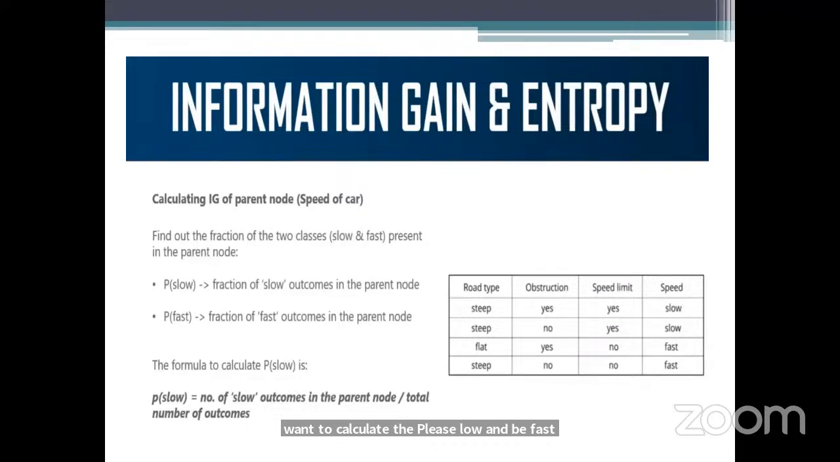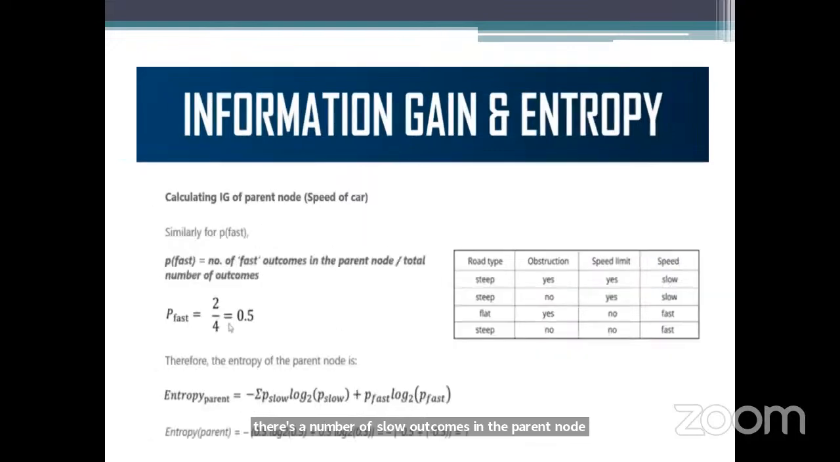P slow is nothing but the fraction of slow outcomes in the parent node. P fast is the fraction of fast outcomes in the parent node. The formula to calculate P slow is the number of slow outcomes in the parent node divided by the total number of outcomes. Here you can see how to calculate P fast: the number of fast outcomes in the parent node divided by the total number of outcomes.